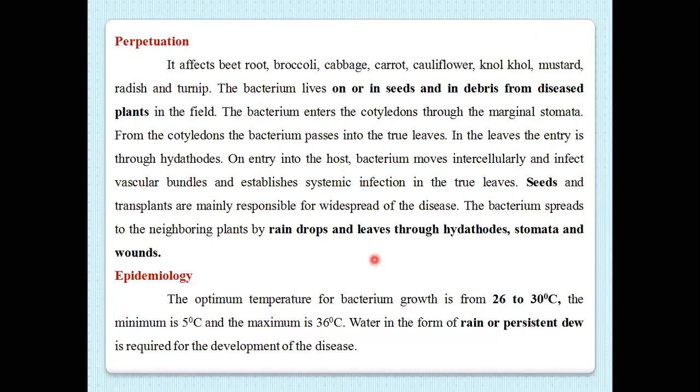Then perpetuation. This bacterium generally lives in seeds, on the seed coat, or in infected plant debris in the fields. These bacteria enter the host cells through marginal stomata, meaning infection generally starts from the cotyledon stage of the cabbage up to well-developed plants. Primary infection takes place through infected seeds used for planting, or the bacteria may be present in the crop residues.